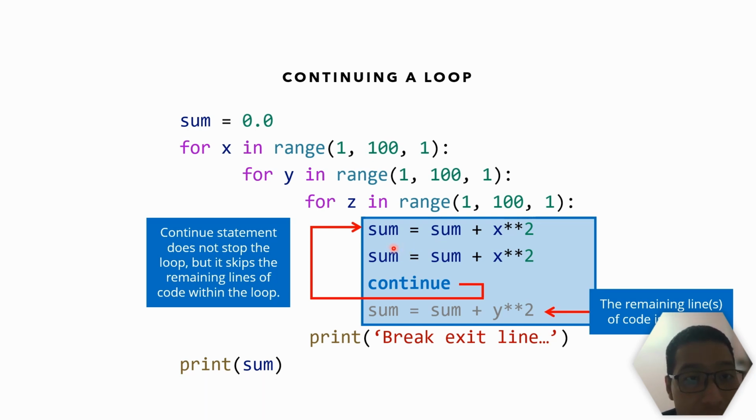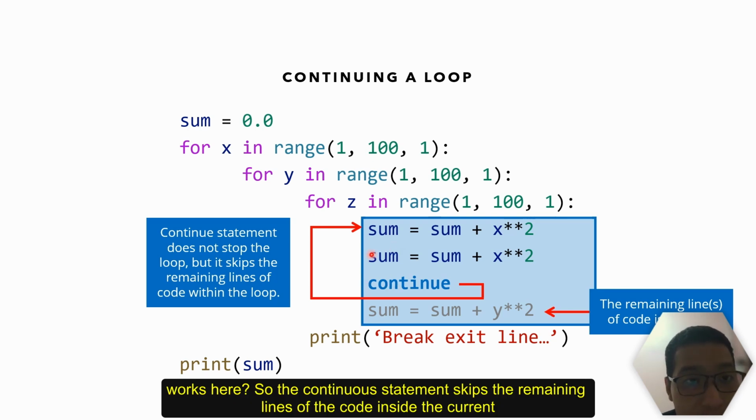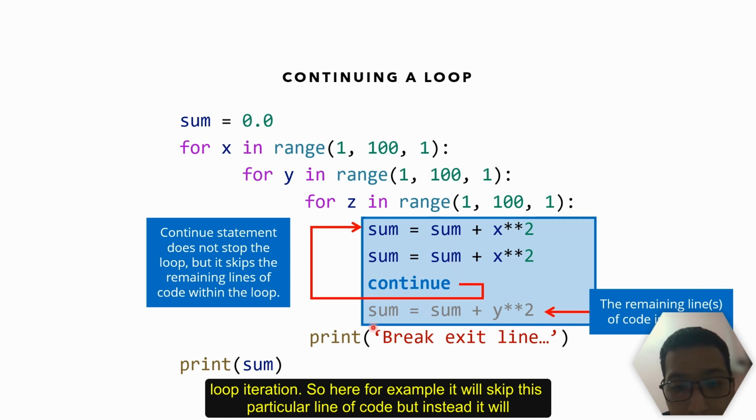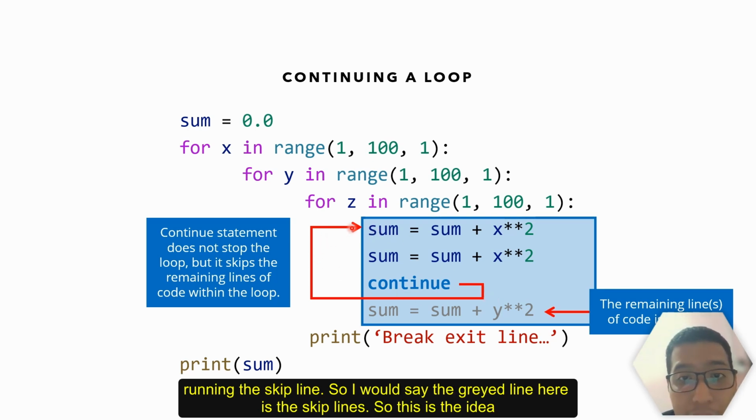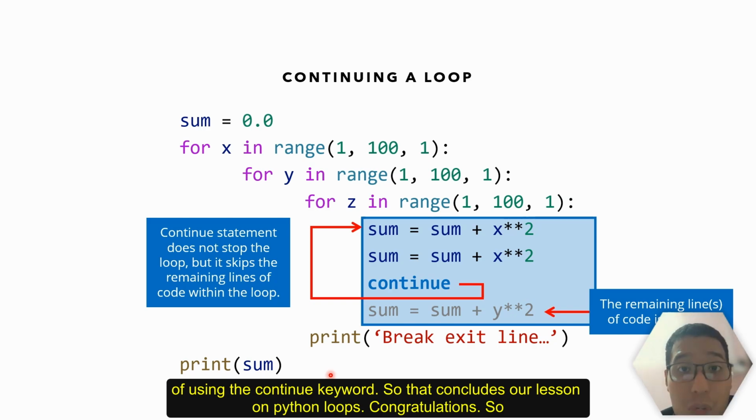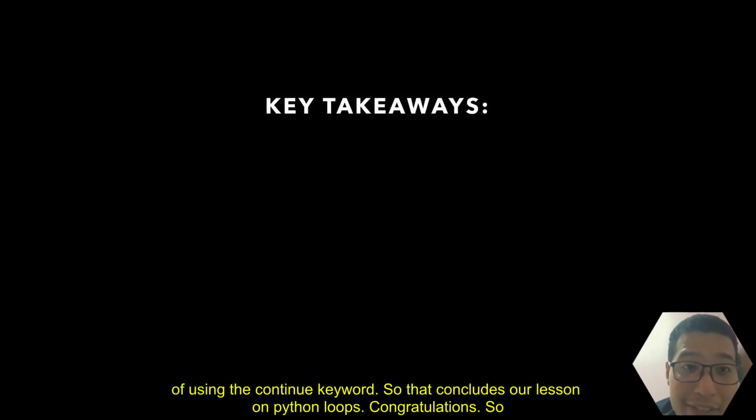So how does continue work here? The continue statement skips the remaining lines of the code inside the current loop iteration. So here, for example, it will skip this particular line of code, but instead it will return back to here. So this means that Python immediately jumps to the next z iteration without running the skipped line. So I would say the gray line here is the skipped lines. So this is the idea of using the continue keyword. So that concludes our lesson on Python loops.